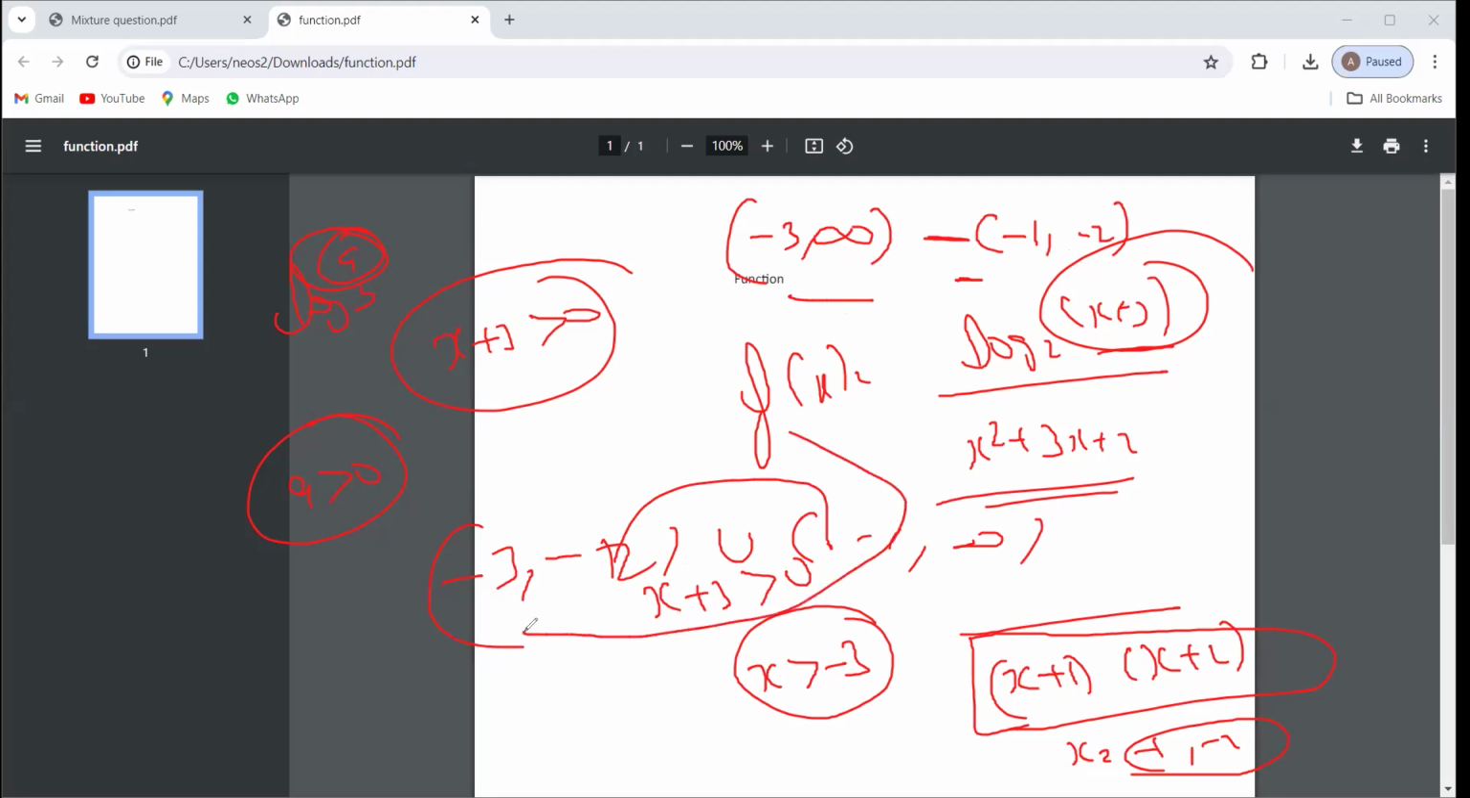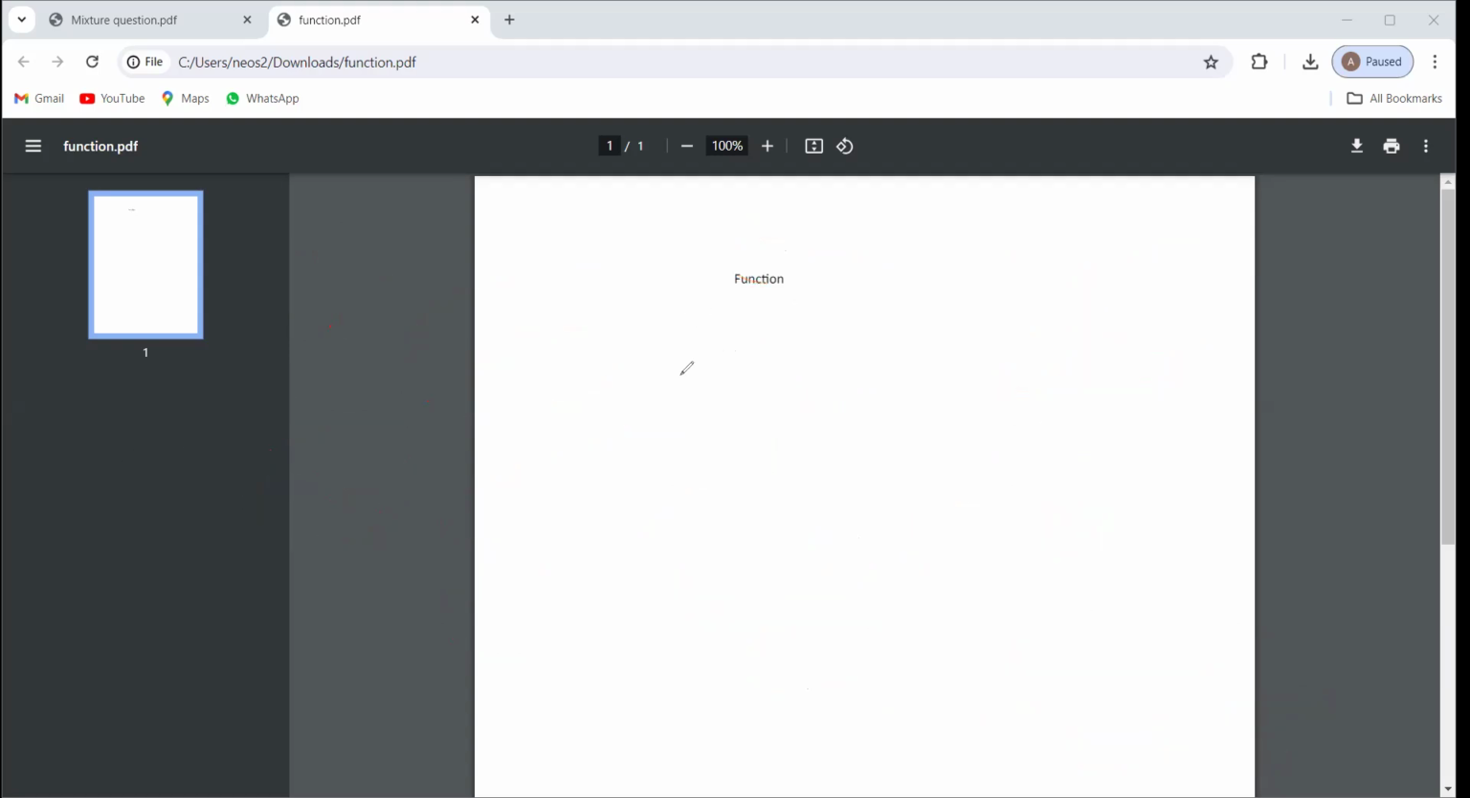Even if this option is there, you don't have to go with it. Why? Because in this they are excluding the values between -2 and -1, but those are included, right? Are you clear, sir? This thing is clear. Right. Find the domain of this.